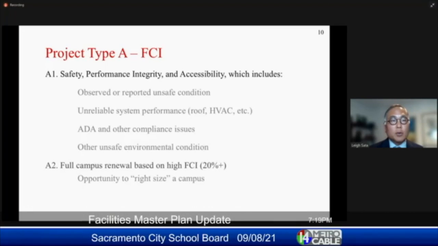The second category of project type A would be the full campus renewal, which would be based on a high FCI. So if we had a facilities condition index of 20% or higher, it would be a potential opportunity to identify that campus for full renewal, which could be anything from a full modernization to a complete replacement. Next slide, please.